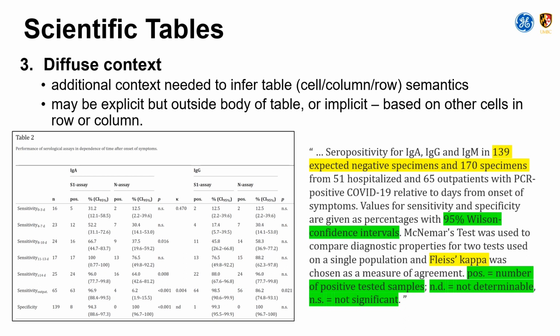And next, like web tables, scientific tables exhibit diffuse context in that the context that is needed to understand or infer the meaning of a table comes not just from within the table, but it could come from sources outside of the table as well. So in order to understand a scientific table, one might need to look at, say, the caption or headers, footers, textual paragraphs, other tables within the same or even possibly other documents as well.